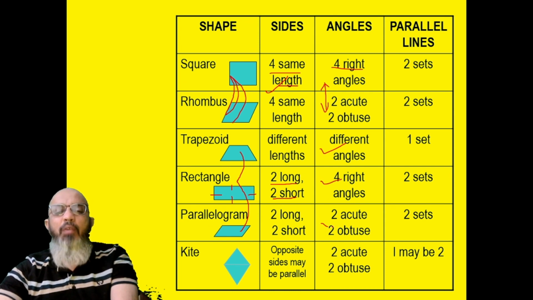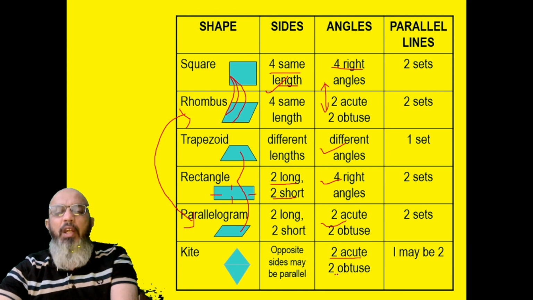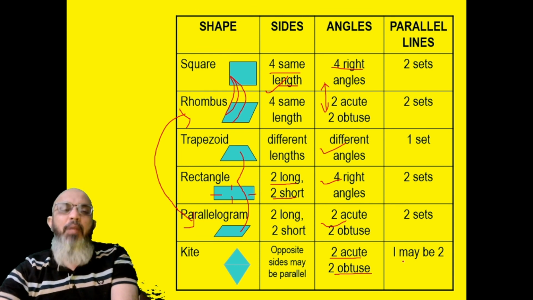In a parallelogram we have two acute and two obtuse angles, as in the rhombus, and the parallelogram has the same properties as the rhombus with respect to angles. Similarly, a kite also has two acute and two obtuse angles. Parallel lines in a kite may be one, may be two, or it may not have any parallel opposite sides. So those are the basic properties of these quadrilaterals.